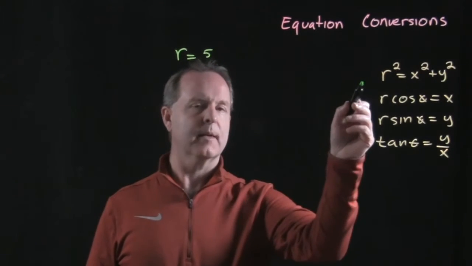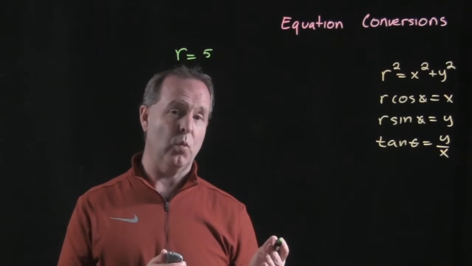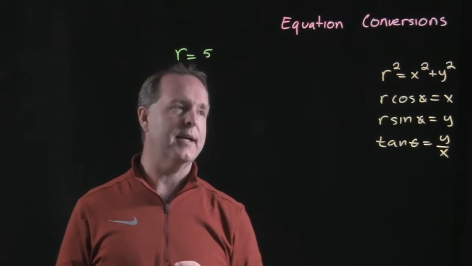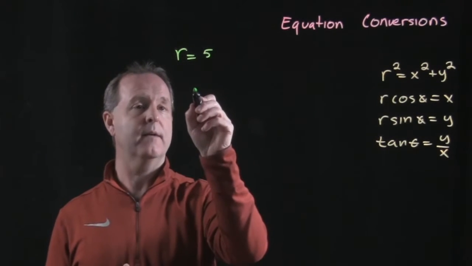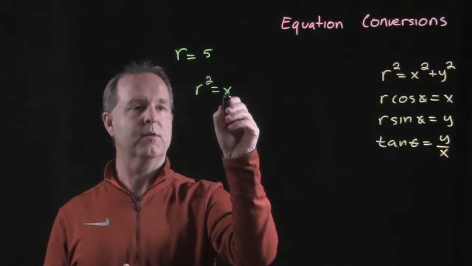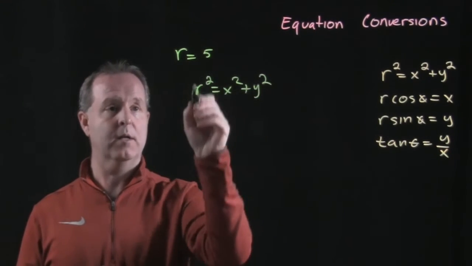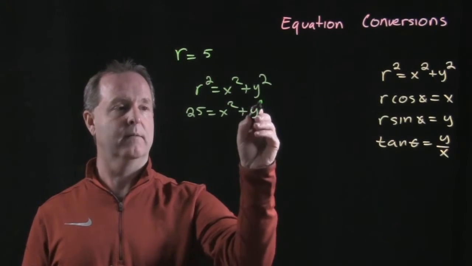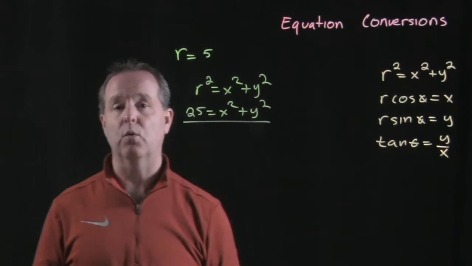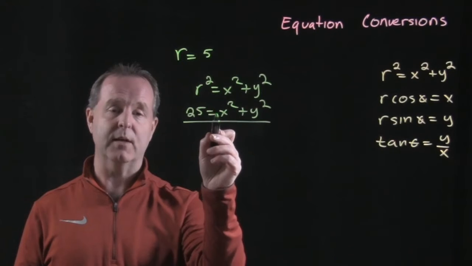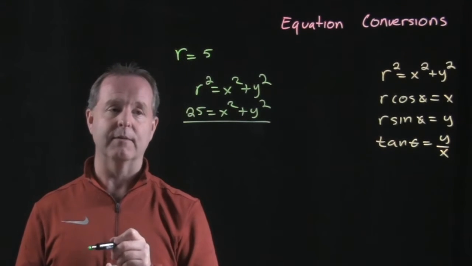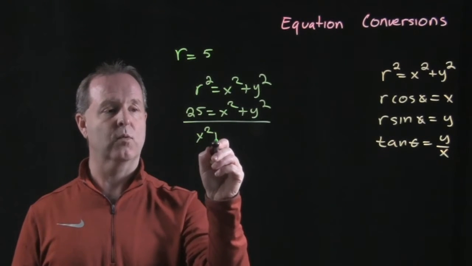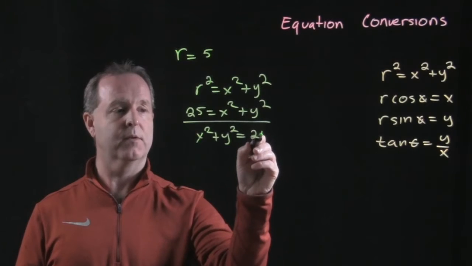Well, since my goal is to rewrite this in terms of x's and y's, it's already in terms of r's and thetas. No theta in this one right now, but if I can go to r squared equals x squared plus y squared, r squared becomes 25 equals x squared plus y squared. And there I was able to write an equivalent expression. This one's in rectangular form: r equals 5 is the same thing as 25 equals x squared plus y squared, or x squared plus y squared equals 25.